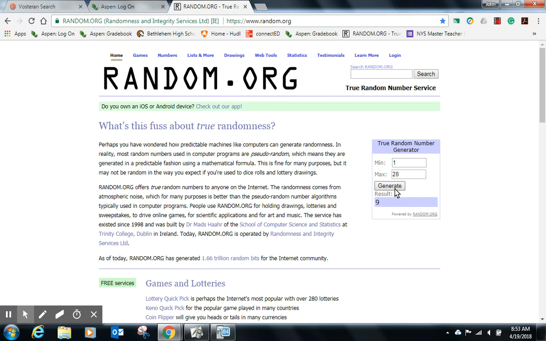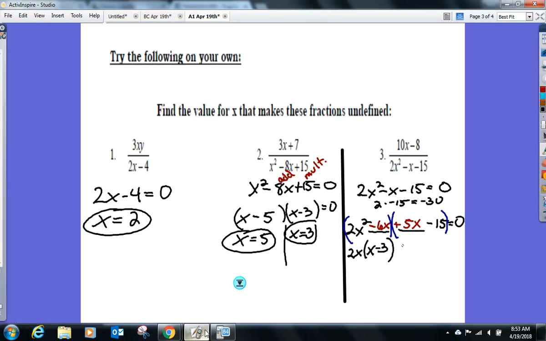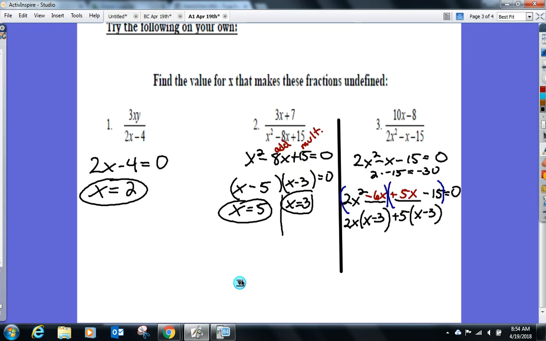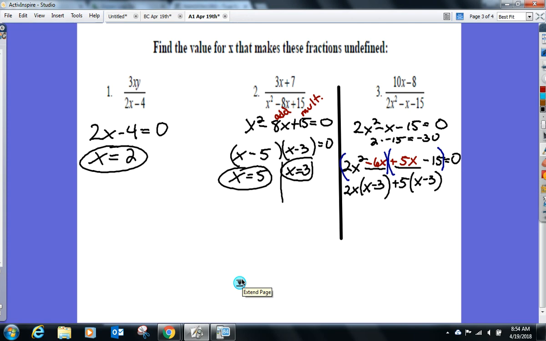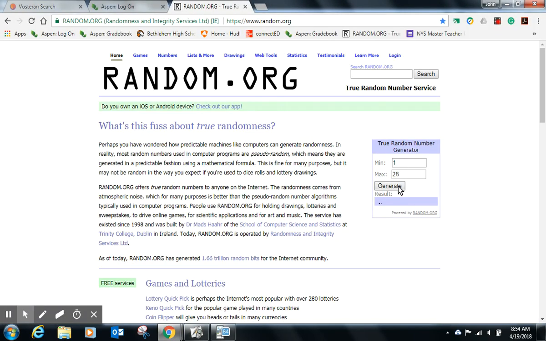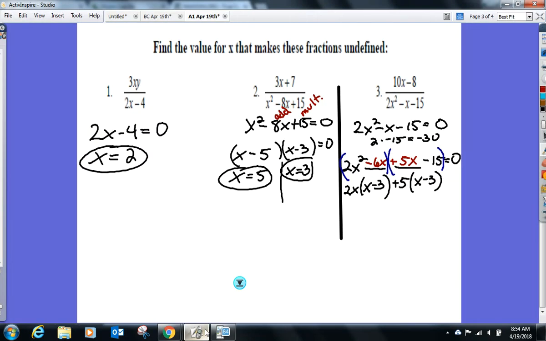Next grouping, what do you want me to take out? 9, a 5, and what are you left with when you take out a 5? X minus 3. All right, finish grouping. Finish it. 27. Finish it.